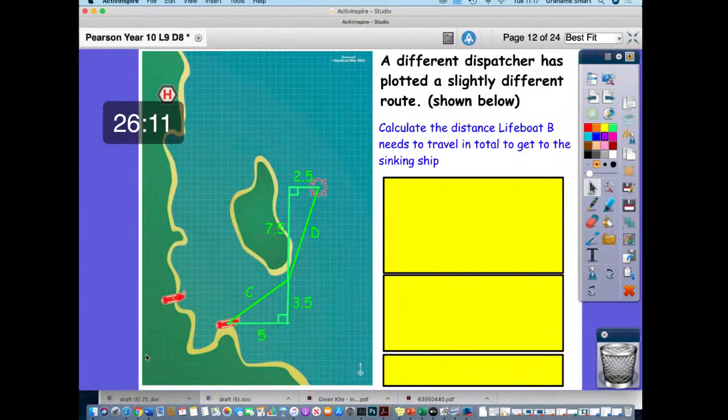So obviously I've prepared these resources, so I've got an idea. But I wonder if there's a way of you being able to tell whether you think these triangles are going to give you a longer distance from lifeboat B to where the sinking ship is, or a shorter distance just by looking at it, or whether you're starting to build an idea of what's happening.